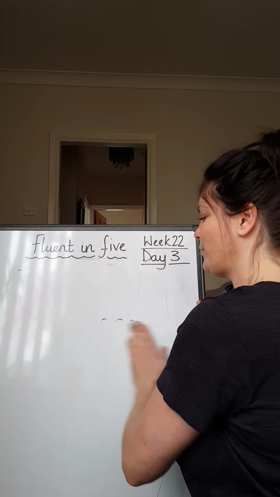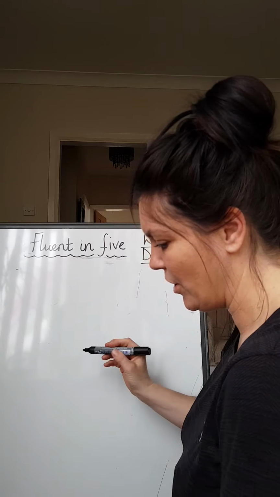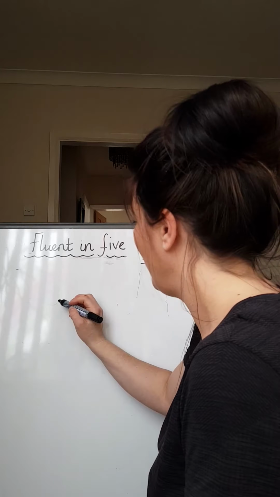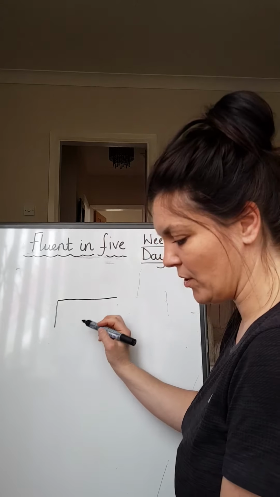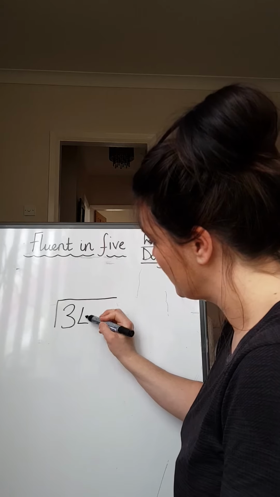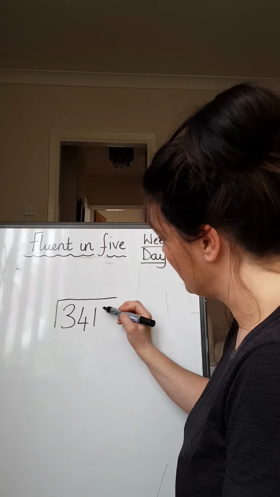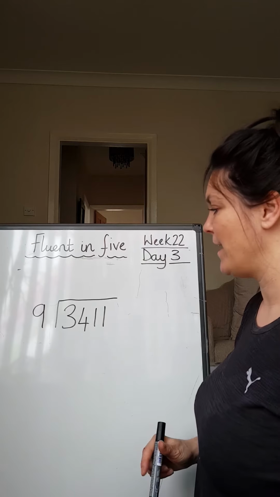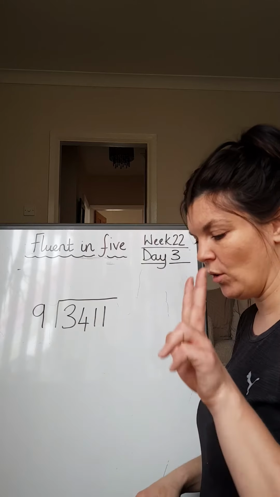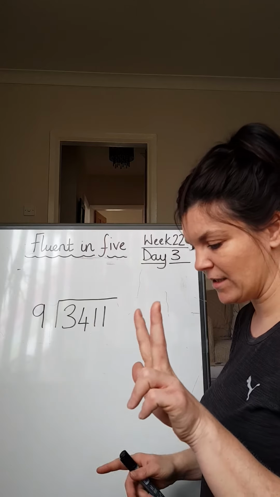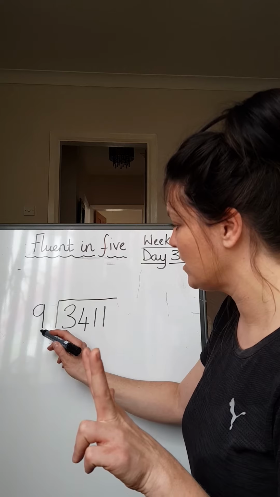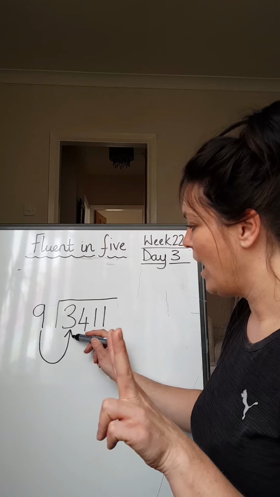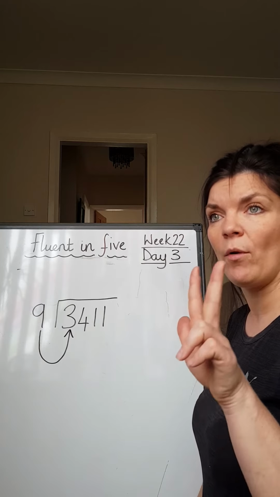Let me know. Okay, question number 2, 3,411. It's not inside a bus stop today, but I'm going to put it inside one. Okay, 3,411, and we're dividing by 9. We want groups of 9 this time. So my trick is to hold up the first amount of fingers so we don't get confused and we don't start timesing, we're looking for how many groups of 9 can I get from 3?